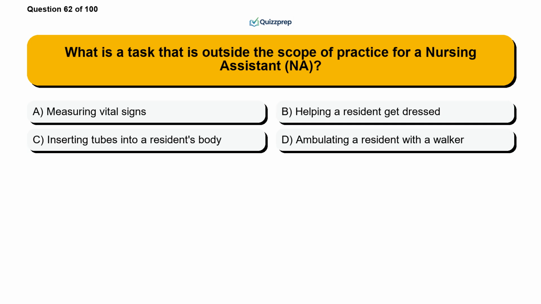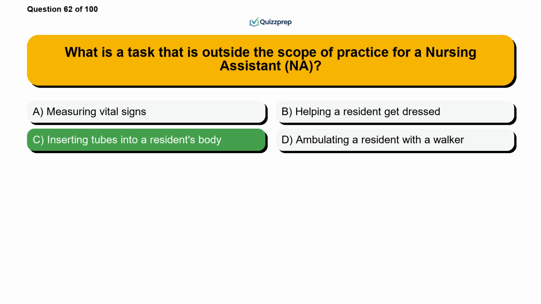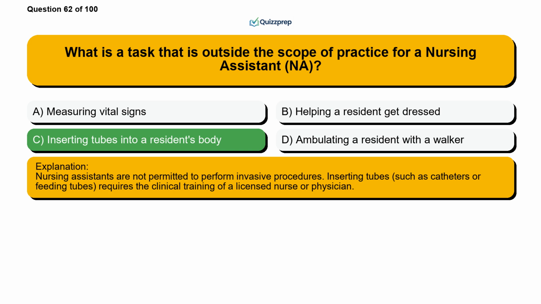Question 62. What is a task that is outside the scope of practice for a nursing assistant? Option A, measuring vital signs. Option B, helping a resident get dressed. Option C, inserting tubes into a resident's body. Option D, ambulating a resident with a walker. The correct answer is option C, inserting tubes into a resident's body. Nursing assistants are not permitted to perform invasive procedures. Inserting tubes, such as catheters or feeding tubes, requires the clinical training of a licensed nurse or physician.